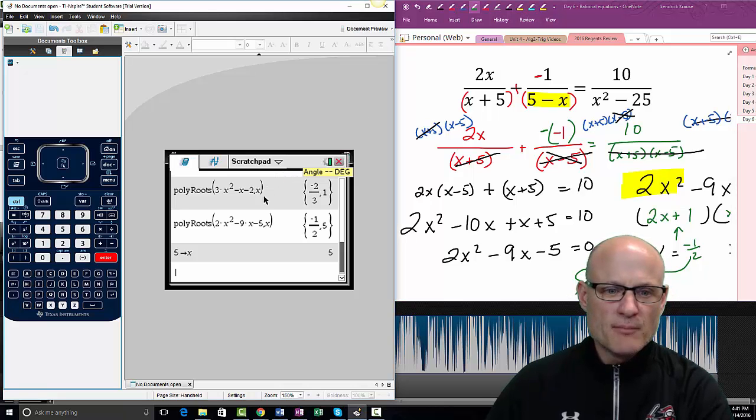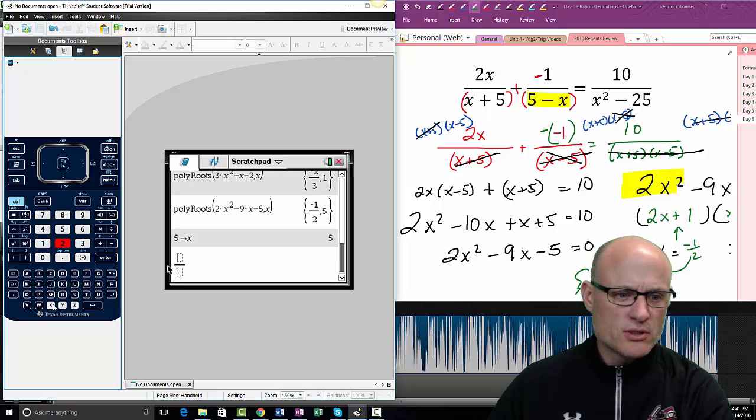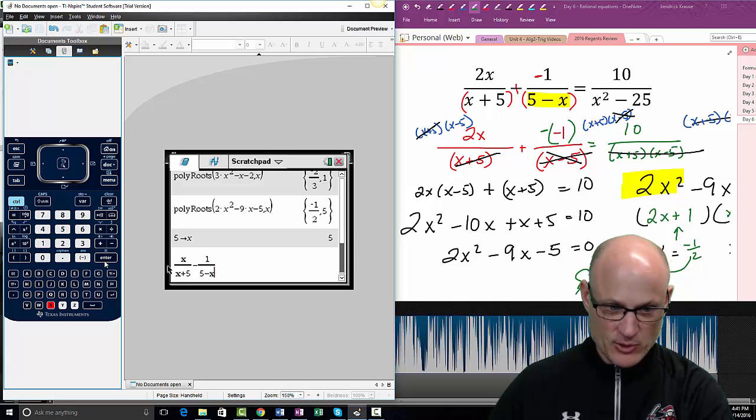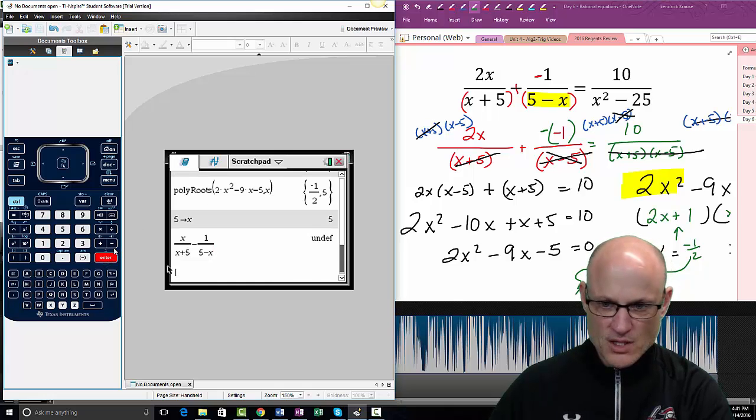That's weird. So control division, 2x over x plus 5. Remember, you're going to put this in exactly the way it started. So it started with a minus. Control division, 1 over 5 minus x. What in the world? 1 over 5 minus x. And we're going to put that, we put that left side in, we hit enter, and we got, oops, undefined.